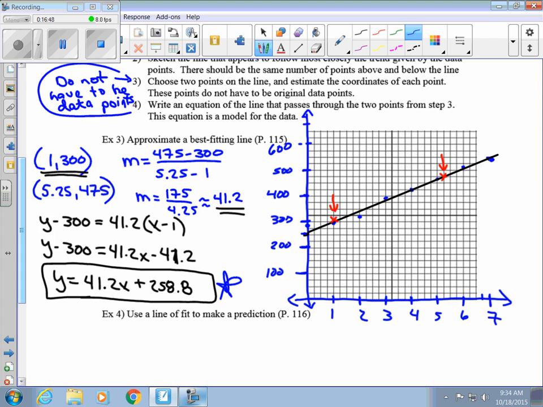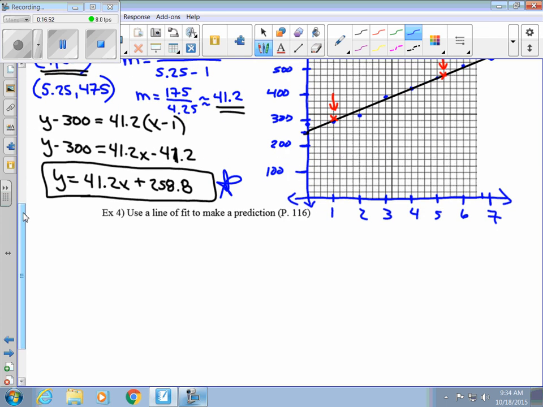Okay? So now we're going to jump down to example 4, and in example 4, they're going to say use a line of best fit to make a prediction.